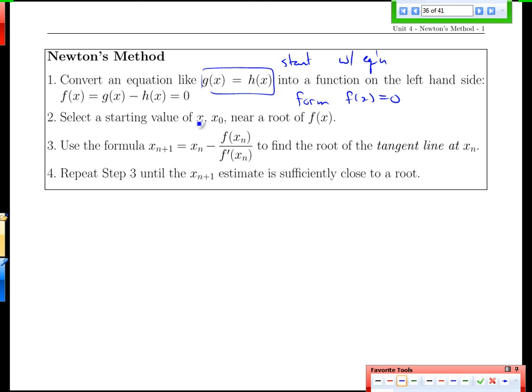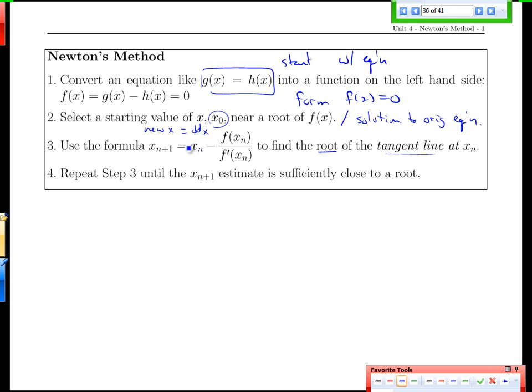Our next step is to choose a starting value, let's call it x naught, near a root of f of x. And remember, a root of f of x is going to be a solution to the original equation. Then we're going to do something that might look a little exotic. We're going to get a new x value from our old x value based on this formula here, which has a function and an f prime in it. And what that's going to do for us is find the root not of the function, but of the tangent line to that point.